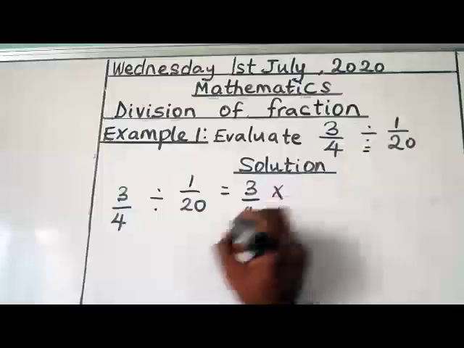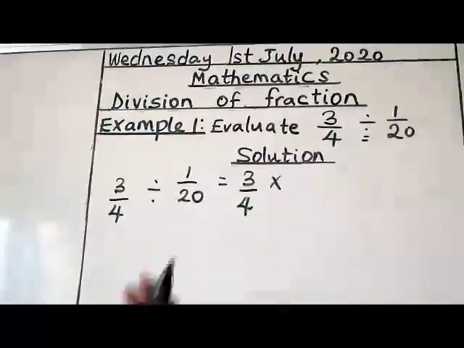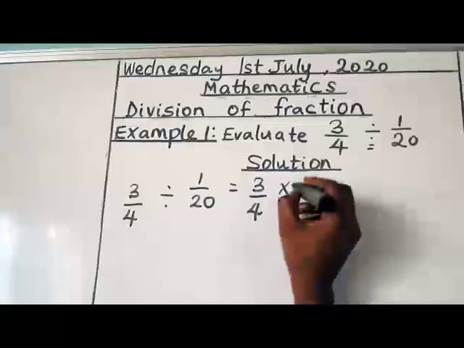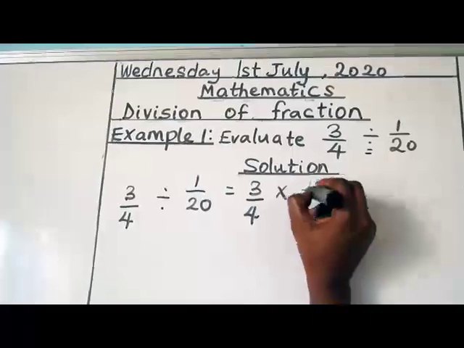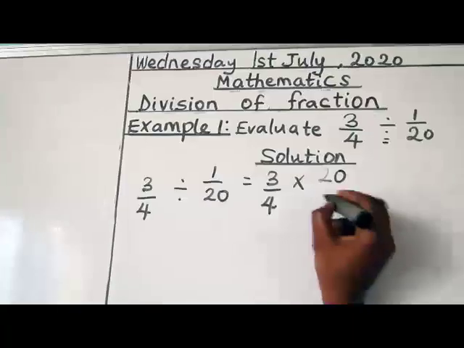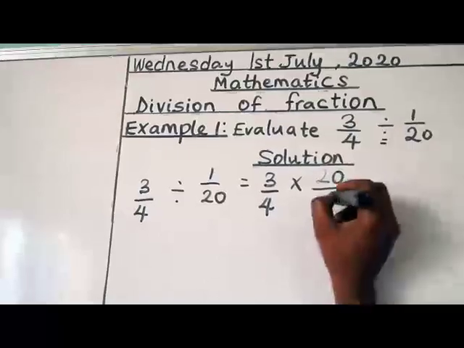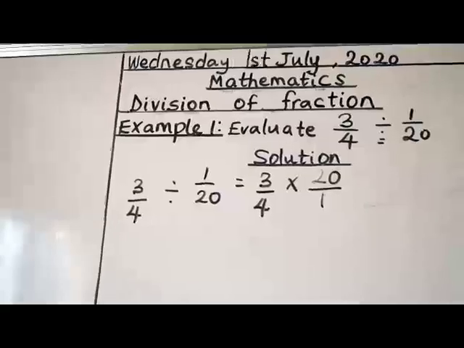What do I mean by that? In this fraction, I have 1 as a numerator and 20 as a denominator. So the moment I change the sign, I'm going to turn it upside down, and I have my denominator standing as a numerator now, and my numerator standing as a denominator.